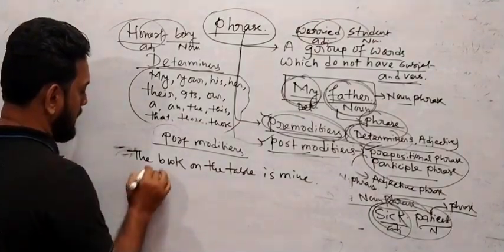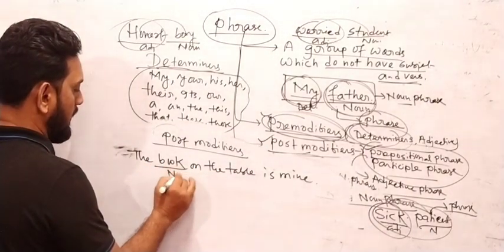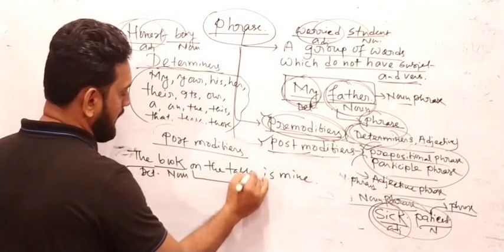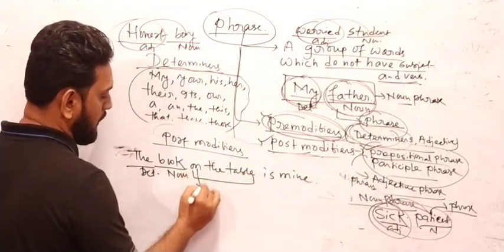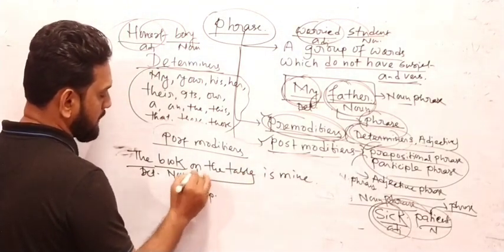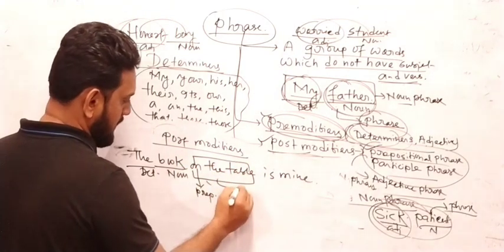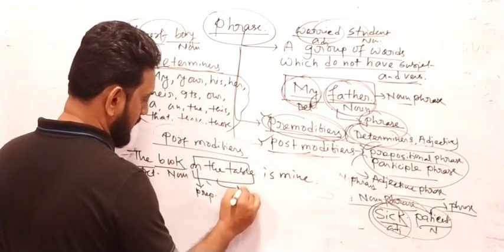Now, have you seen I have written book, a noun, and the is a determiner. Now, on the table. On is a preposition. And on the table, from on to table, is a prepositional phrase.